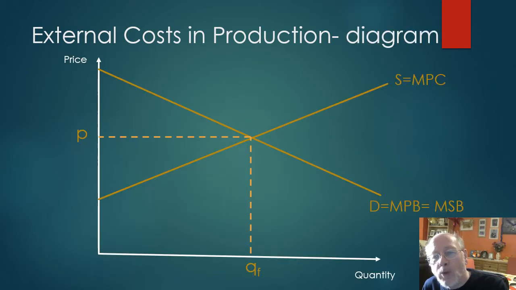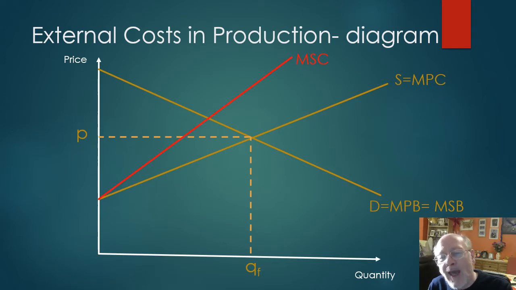So the diagram, well, we start off with a straightforward demand and supply curve. There's just a couple of very small changes. We've called the supply curve the same as the marginal private cost curve. We've called the demand curve the marginal private benefit curve, which, given that we are looking at external costs, we're assuming that there are no external costs or benefits through consumption. So that is exactly the same as the marginal social benefit curve. So the free market will be producing a quantity of QF units.